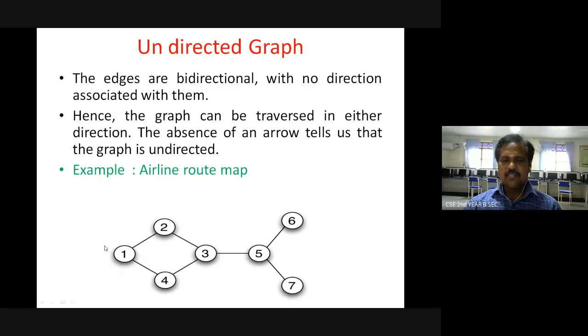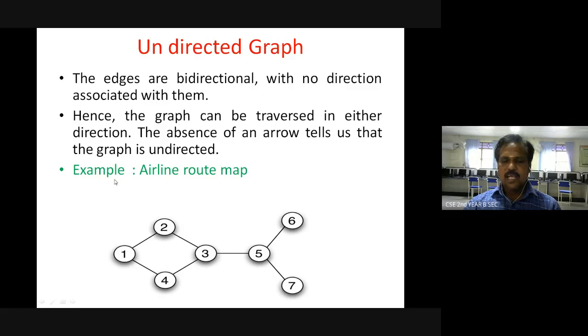Where is the undirected graph applied? Airline route map. In a route map, no directions are given. In Google Map, there is a direction. The direction will guide us to traverse from source station to destination station. But in an airline route map, there is no direction. So based on the map, the pilot will guide the flight to the required position.